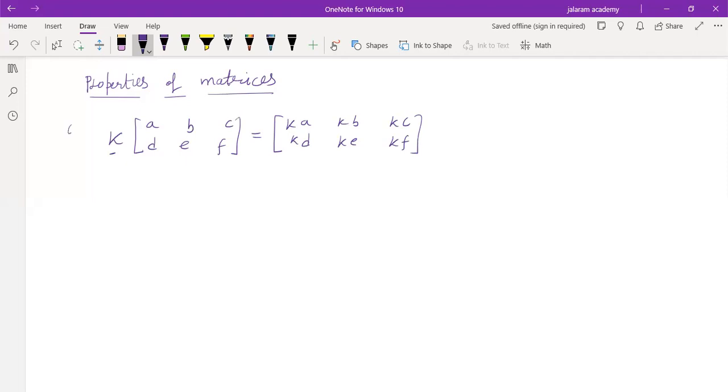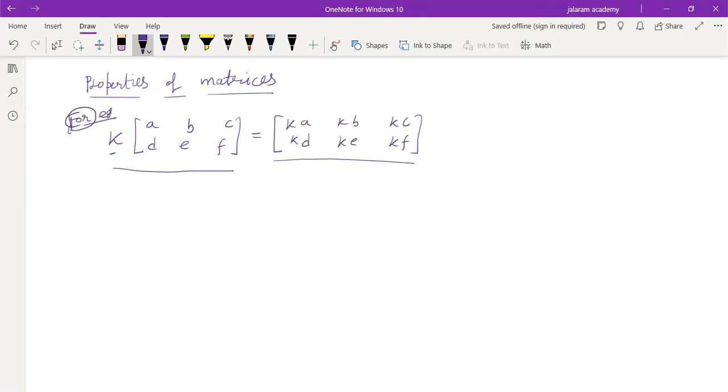Yes, sir. So write this property. If a constant is multiplied to a matrix, it will be multiplied with all the elements of that matrix. Understood? If a constant is multiplied to a matrix, it will be multiplied with all the elements of that matrix.